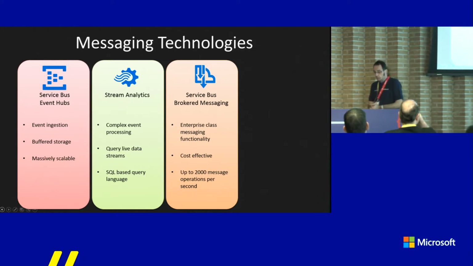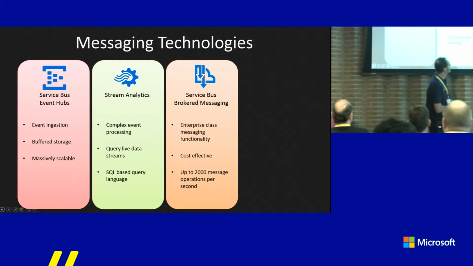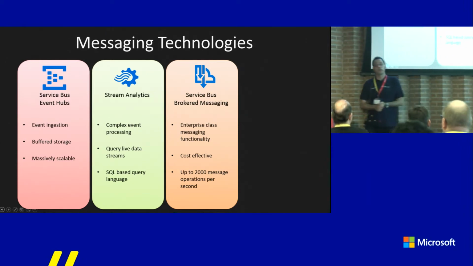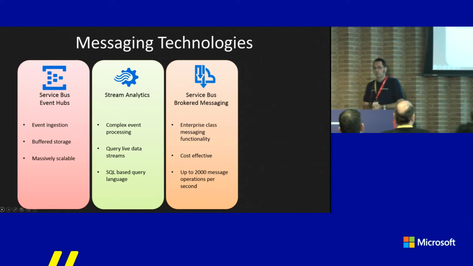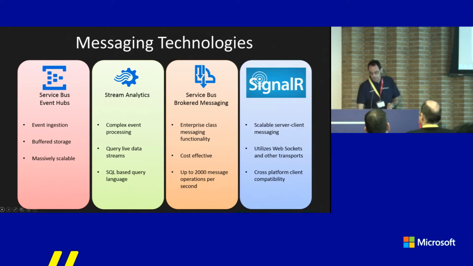Event Hub is built for bringing in large data volumes. It doesn't provide things like dead lettering or routing or publish-subscribe. Service Bus brokered messaging does. We have a limitation, though, on each messaging entity of about 2,000 operations per second. So it doesn't go up to these hundreds of thousands of messages per second, but it provides great capabilities, and it's very, very cost effective to use for lower message volumes.